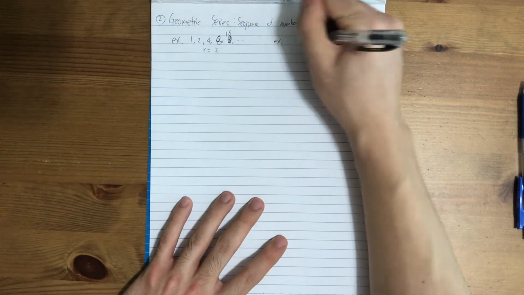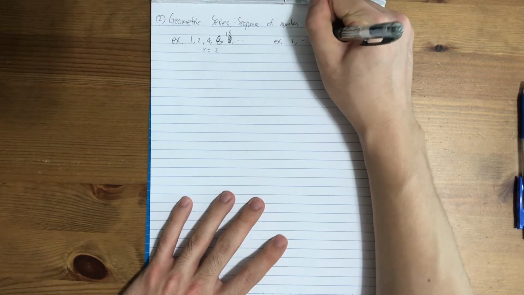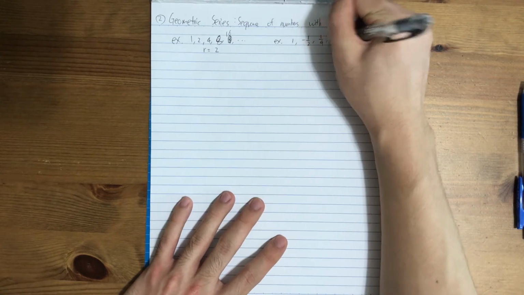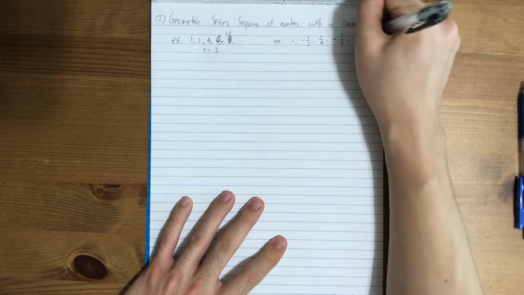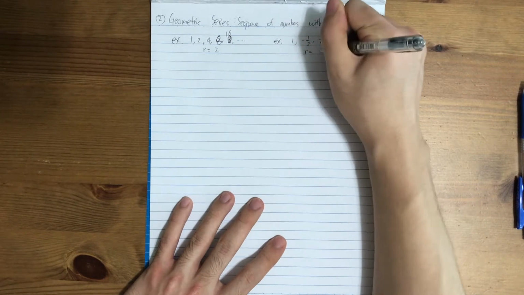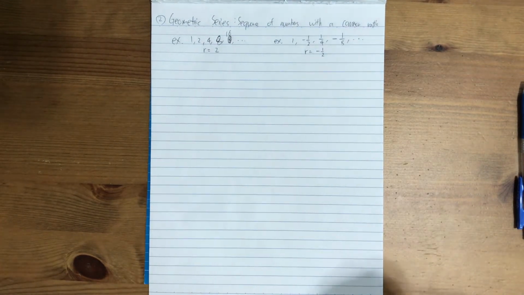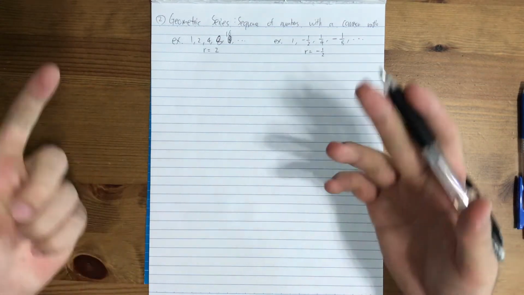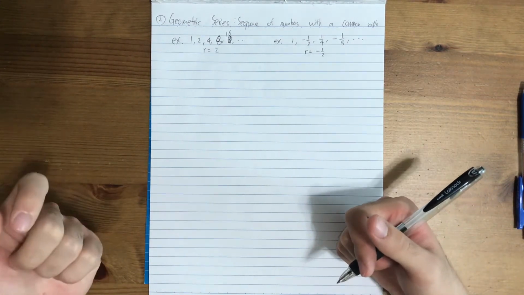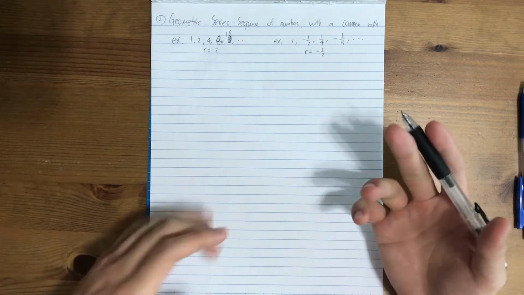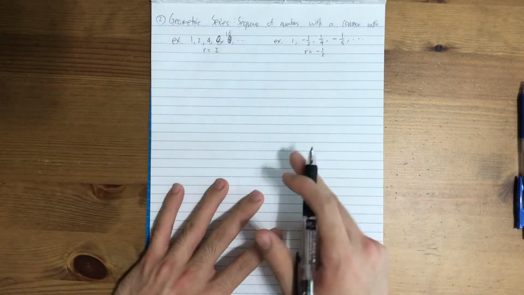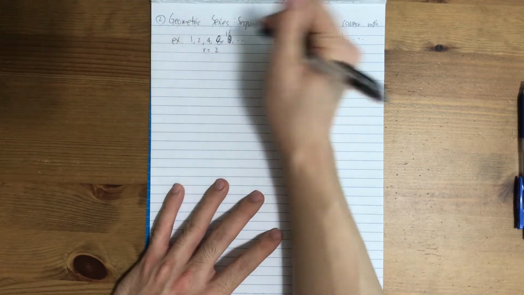Or we can have something like 1, negative half, 1/4, negative 1/8, and so on. And for this one, the common ratio will be negative half. So like what we did for arithmetic series, let's try to derive the equation for the general term by investigating an example of geometric series.